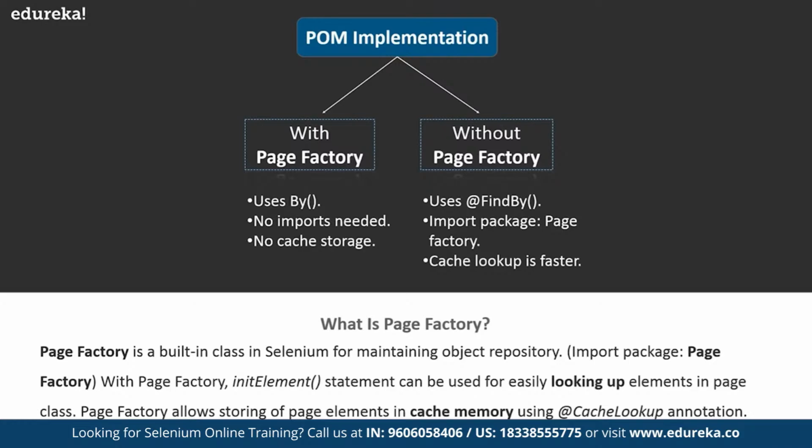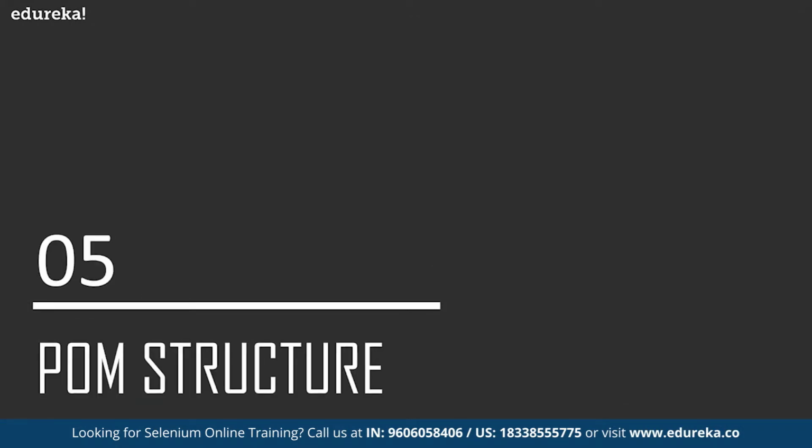If you implement it without Page Factory, then it uses By, there are no imports required, and there is no cache storage. And if you do it with Page Factory, then you have to use the @FindBy annotation, import the packages, that is the Page Factory, and cache lookup is faster. So that's all about how Page Object Model can be implemented with and without the Page Factory. Now let's dive into some practicals.